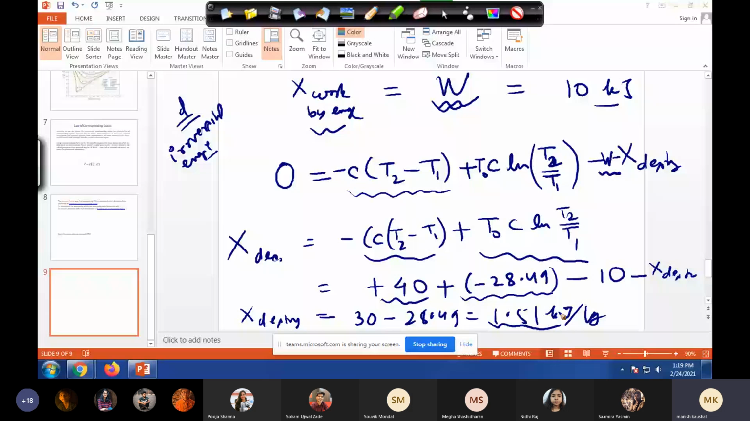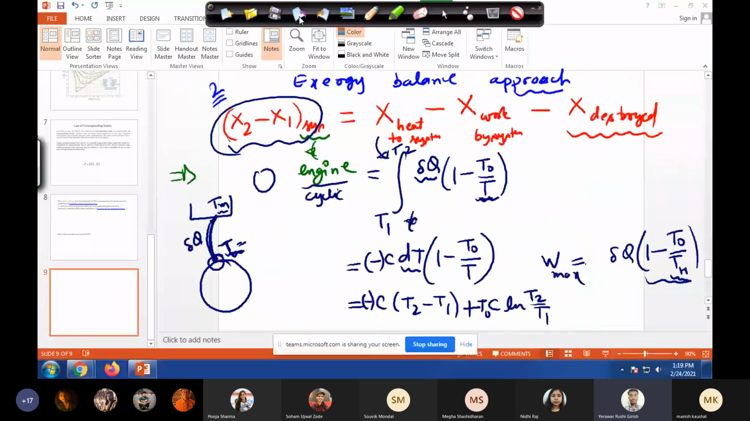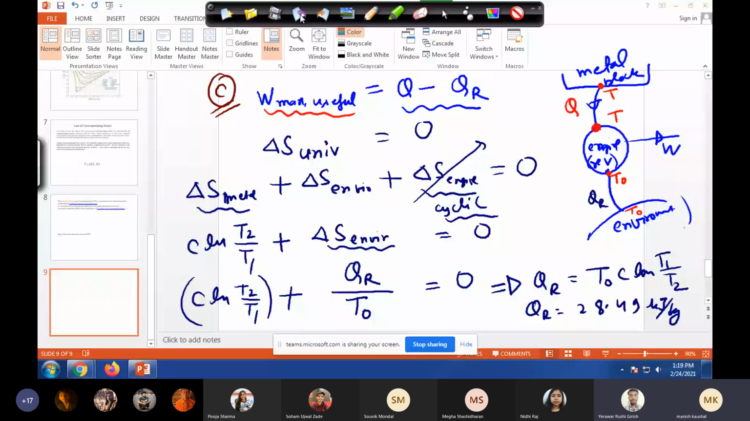Yes, sir. Sir, I have a doubt. Yeah, please. Sir, when you solve for part D, first method. Yes, in delta S universe, this is the C part. I want the D part. Okay, D part.